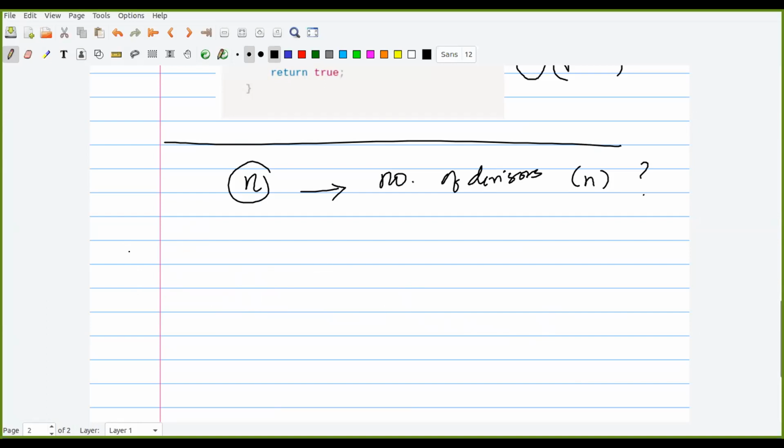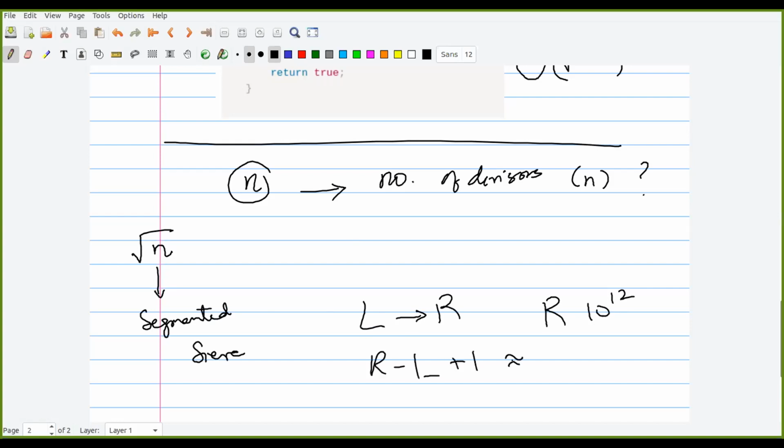Yeah. So as Pratik said, what we mostly use the order root n algorithm for is something known as segmented sieve. So what does segmented sieve do? It basically optimizes your memory as well as the space you have to search. For certain problems, like if you want to find the number of primes between L and R, where R is of the form 10 to the power 12 or something, and R minus L plus 1 is of the form 10 to the power 7 or 10 to the power 6, with respect to whatever you consider.